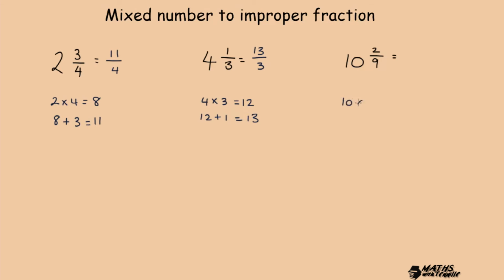10 whole pizzas, 9 slices in each, total of 90 slices. Then we're going to take those 90 slices and add the 2 extra slices, which gives us 92. And that 92 becomes our numerator and the 9 remains the same. So this is mixed numbers to improper fractions.